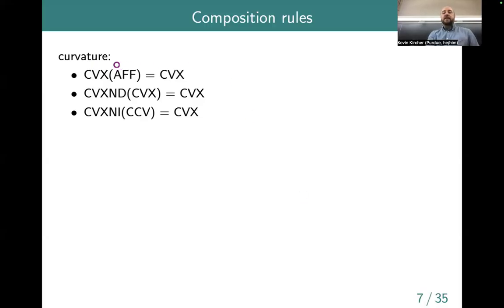If we have a convex function of an affine function, that composition is convex. If we have a convex and non-decreasing function of a convex function, we again get a convex function. And then if we have a convex non-increasing function of a concave function, that composition is again convex.